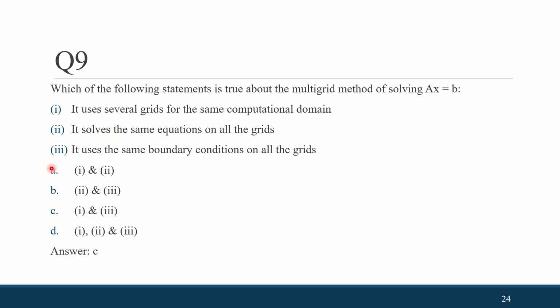The answer options given are 1 and 2, where 2 is wrong; 2 and 3, again 2 is wrong; 1 and 3, which is right; and 1, 2 and 3, again 2 is wrong. So the answer to this problem is 1 and 3. That is option C. The first and third statements are right.